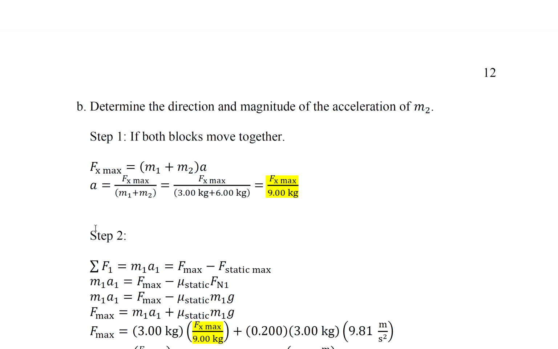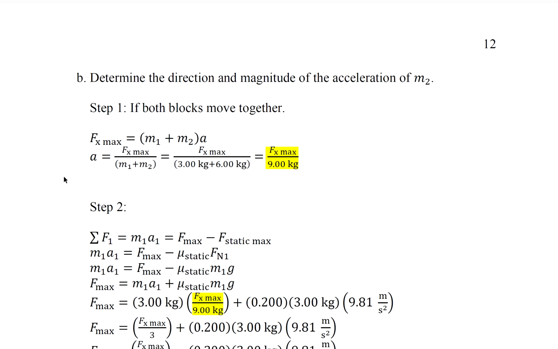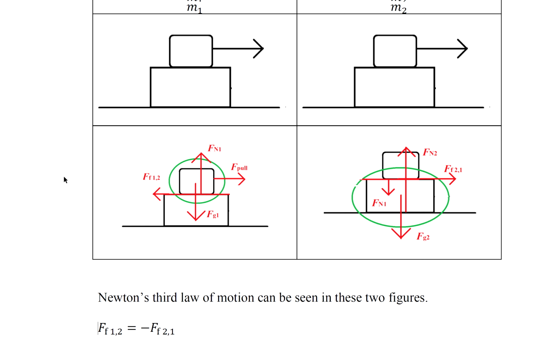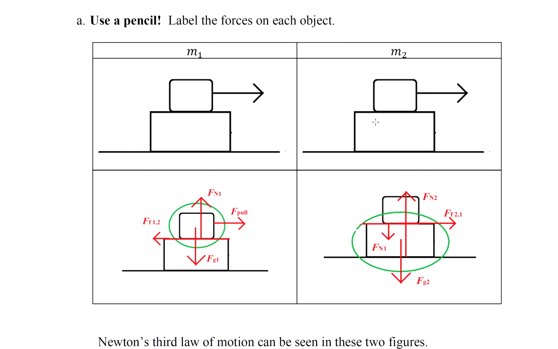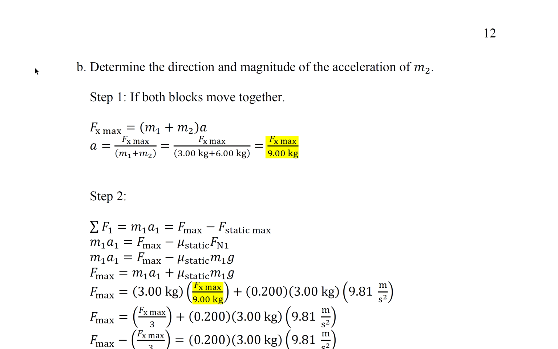Part B, determine the direction and magnitude of the acceleration of m2. So we want to know if these two blocks are going to slide with each other or apart from each other. So we need to find that condition, if that's true or not. So if both blocks slide together, then we have this equation. F max horizontally over 9 kilograms is equal to acceleration.